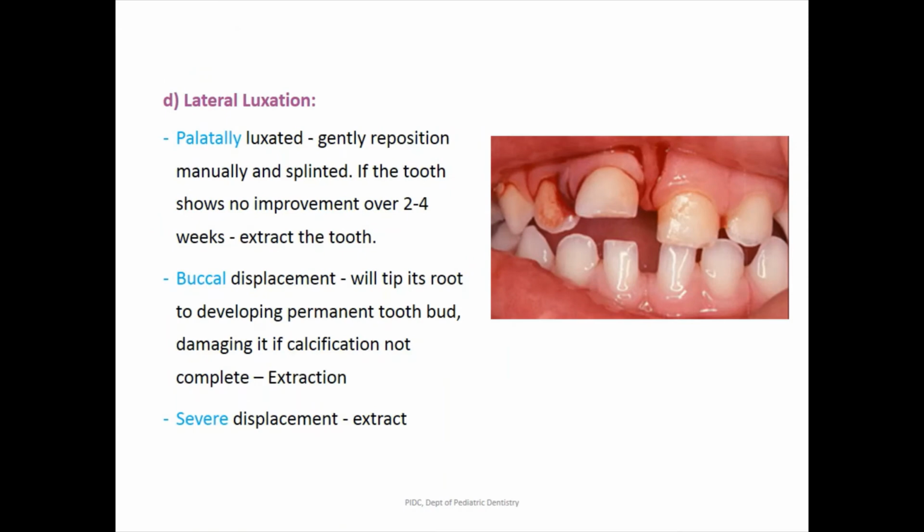Any type of luxation, that is lateral luxation injury, we need to see if it is palatally luxated, buccally luxated, or severe displacement. If it is palatally luxated, we generally need to reposition the tooth manually and splint it, and if the tooth shows no signs of improvement over 2 to 4 weeks, we need to extract the tooth. If there is buccal displacement, then the tip of the root will damage the permanent tooth bud, especially if calcification of the permanent tooth bud has not taken place. Then the most critical treatment plan that we have to do is extraction of the primary tooth.